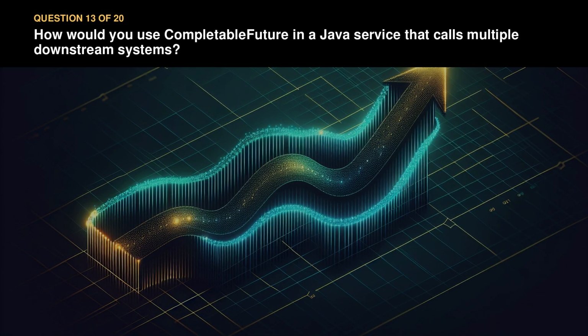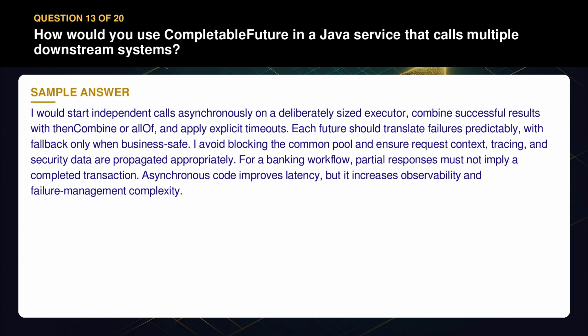Question 13. How would you use CompletableFuture in a Java service that calls multiple downstream systems? I would start independent calls asynchronously on a deliberately sized executor, combine successful results with thenCombine or allOf, and apply explicit timeouts. Each future should translate failures predictably, with fallback only when business safe. I avoid blocking the common pool and ensure request context, tracing, and security data are propagated appropriately.